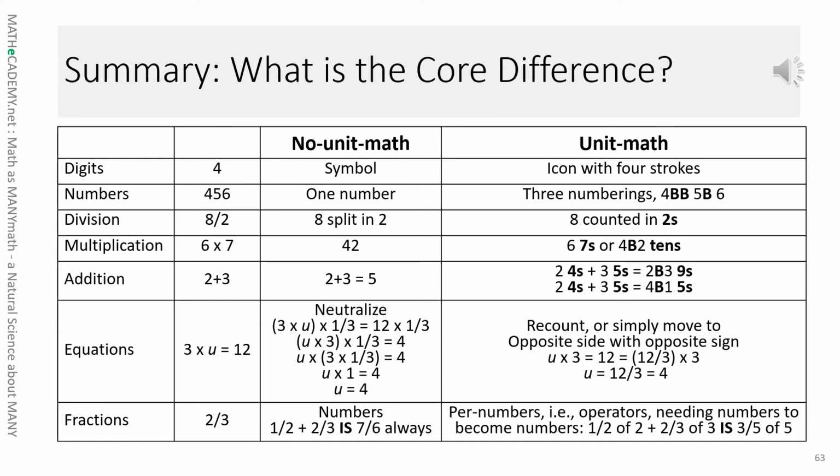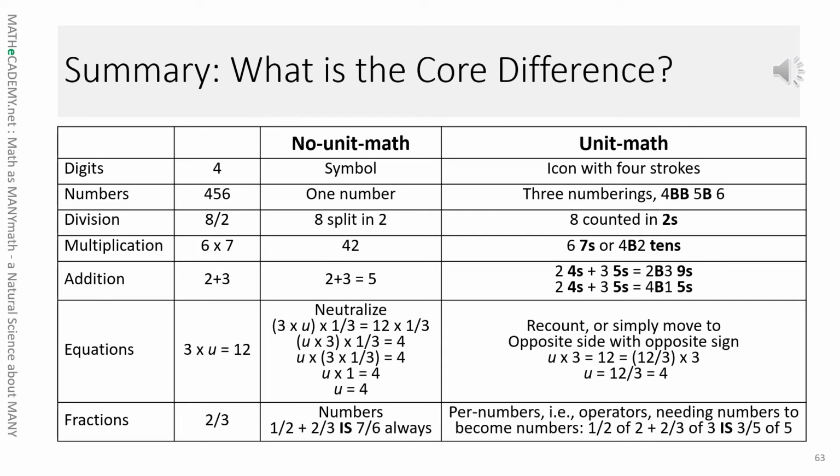Digits, as 4. 4 is a symbol, as letters. No, 4 is an icon with 4 strokes. Numbers, as 456. It is one number. No, it is 3 numberings, 4 bundle of bundles, and 5 bundles, and 6 unbundled ones. Division, as 8 over 2. It means 8 split in 2. No, it means 8 counted in twos.